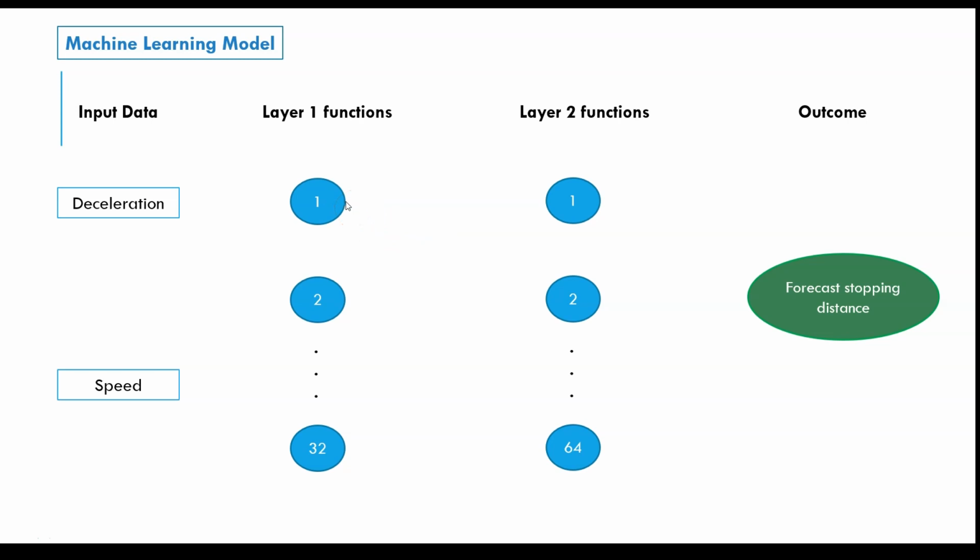So for example, this one here, one connects to that one, and all the way down to the 64th neuron or function. So how does it work? Well, let's have a look at the input data, deceleration. The deceleration data is fed into each of the layer 1 functions / neurons. So it looks a bit like this. So the deceleration information is fed into all 32 neurons.